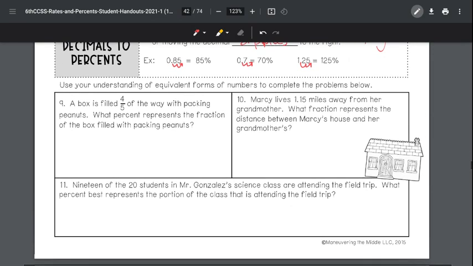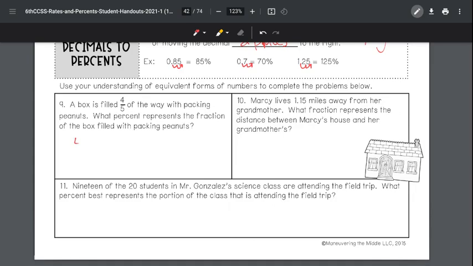Number 9, a box is filled 4/5 of the way with packing peanuts. What percent represents the fraction of the box filled with packing peanuts? So set up your proportion to figure out what percent we're actually talking about. How do I go from 5 to 100? Times 20. 4 times 20 equals 80. So that means 80 boxes would be colored in the grid. So what percent are we talking about? 80%.